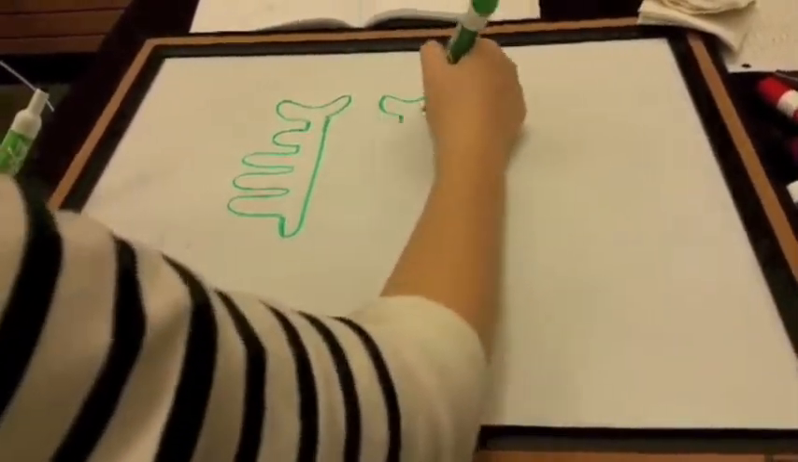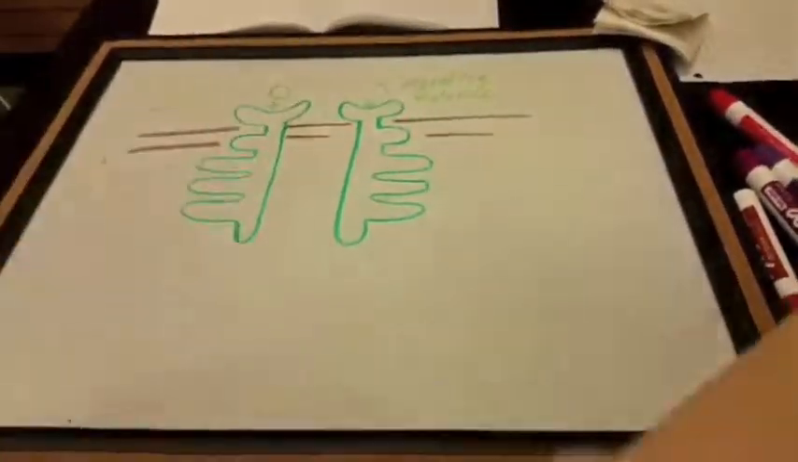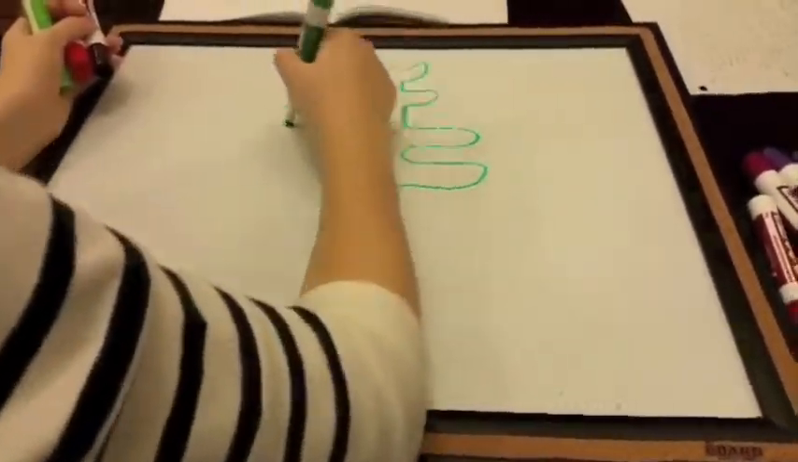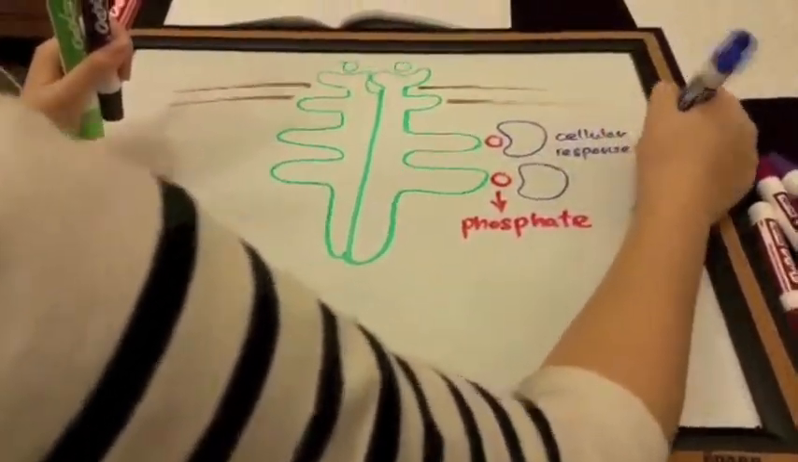Another example of a plasma membrane receptor is receptor tyrosine kinase. Signal molecules bind to the receptors. Together, they create a dimer, and each tyrosine adds a phosphate. This creates two cellular responses.